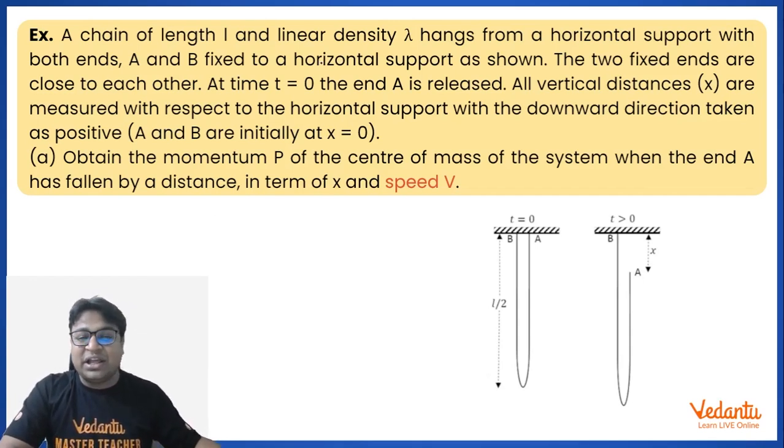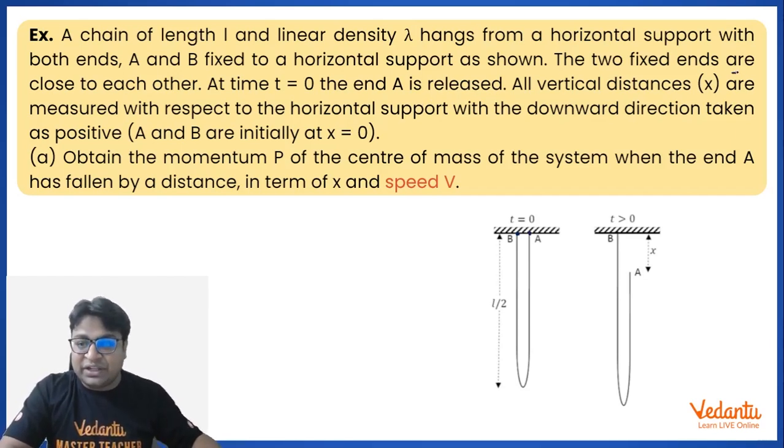A chain of length L and linear density lambda hangs from a horizontal support with both ends A and B fixed to a horizontal support. So I think it's pretty clear from the figure what they are speaking about. There is a chain and the two ends of the chain are fixed at points B and A. Now the two ends are fixed close to each other.